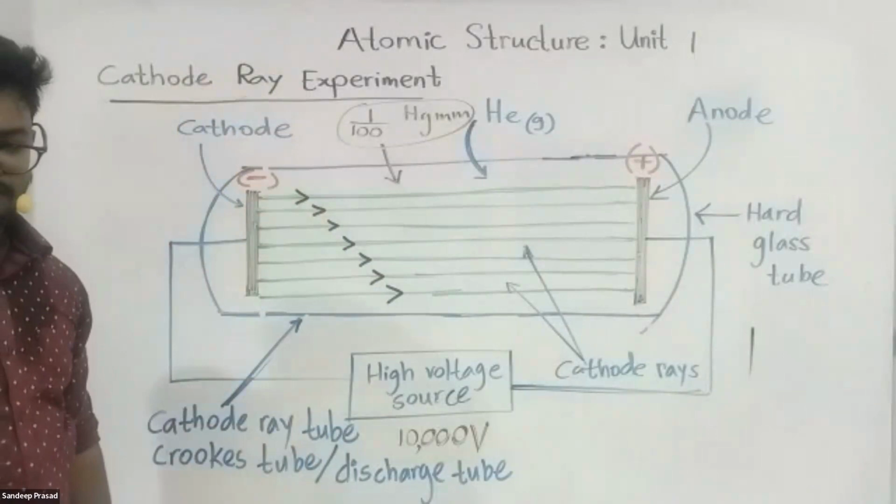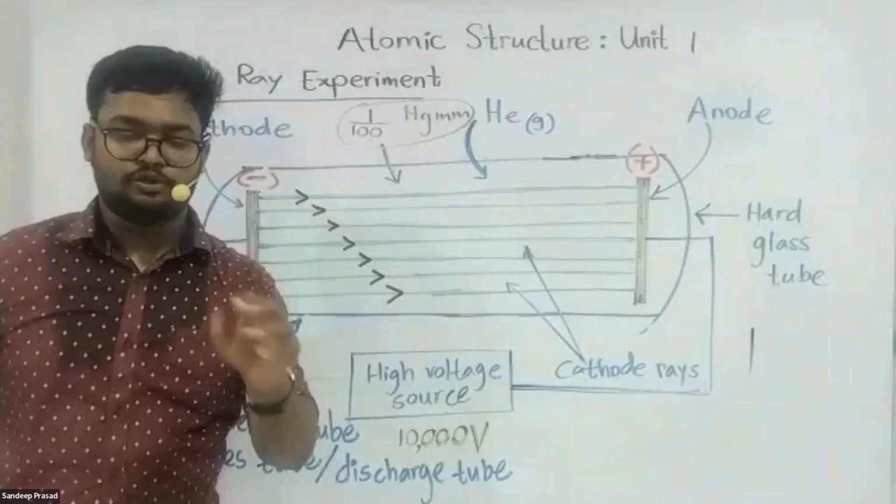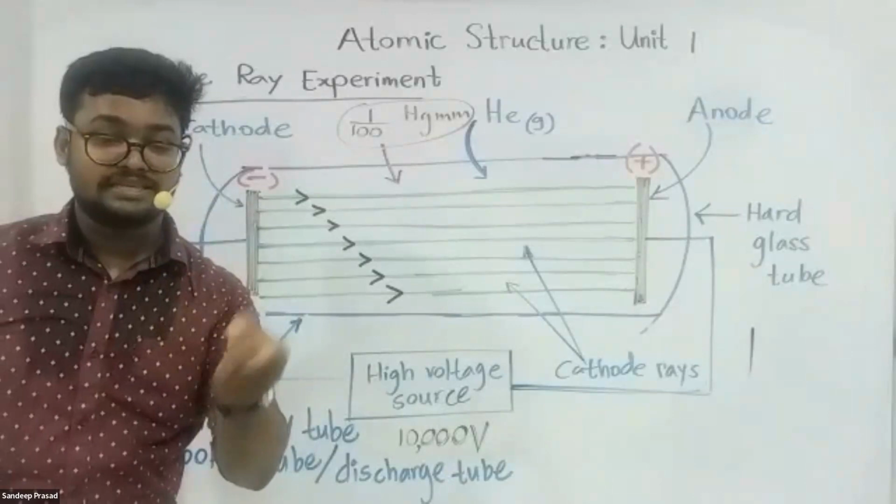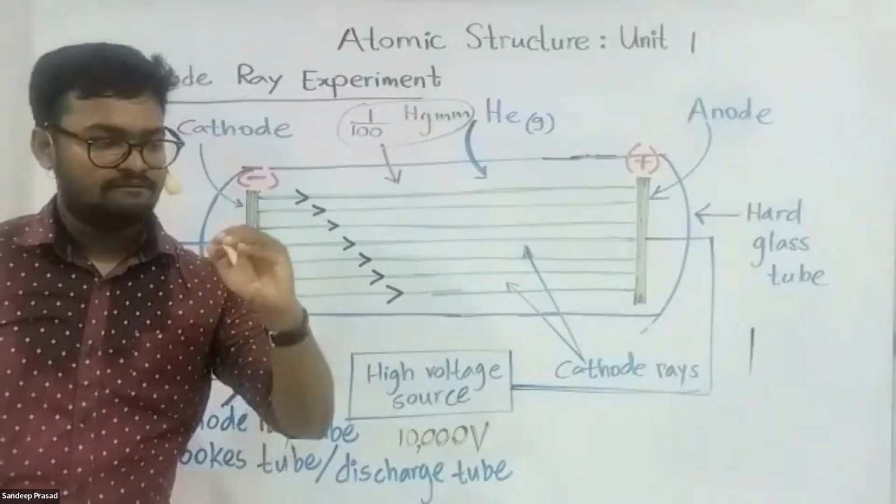In your O-level time, you just learned that the electron is there. The electron was found by J.J. Thomson, that's all. But you didn't learn how that electron was discovered. This is the way they discovered the electron using the cathode ray experiment. But the special thing is that the cathode ray experiment was an accident. Because their intention was to find whether electric current passes through a gaseous medium.